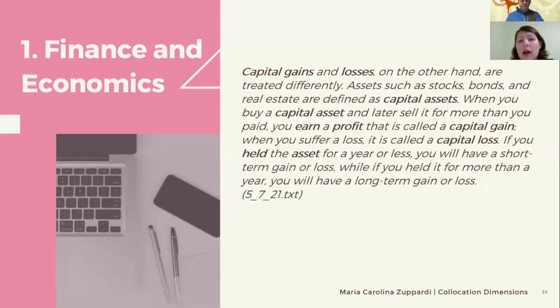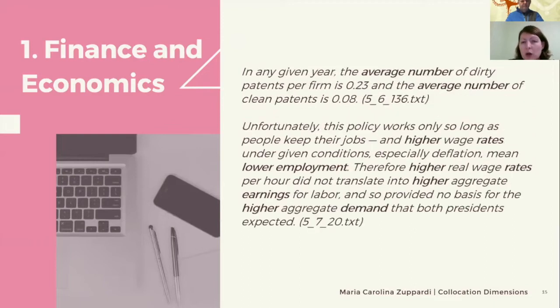So when you look at capital gains and losses, capital assets, earn a profit, capital loss, hold an asset, right? All of those are collocations that came up for investments. And one thing that was really interesting, when you think in terms of function, a lot of the collocations that were occurring were all quantification of something.